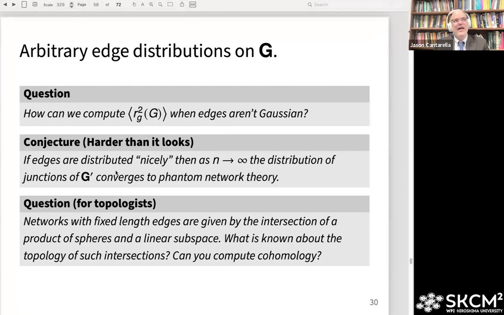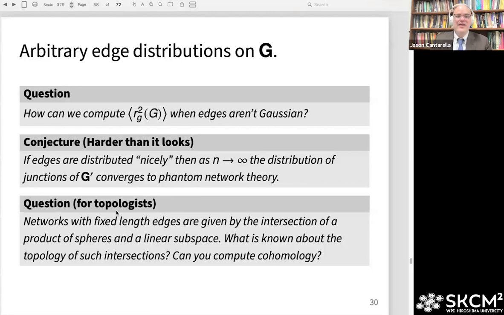The problem really is that if you have a distribution on these subdivided edges and you condition on lying in a subspace, that's generally a hard thing to do. Probability distributions don't like to be conditioned on the occurrence of an event of probability 0. So you have to show that if the edge distributions are nice enough, the distribution of junctions converges to some phantom network theory distribution. It's sort of a conditional law of large numbers, or a conditional central limit theorem. And we're working on it, but I wouldn't say I quite have it yet.